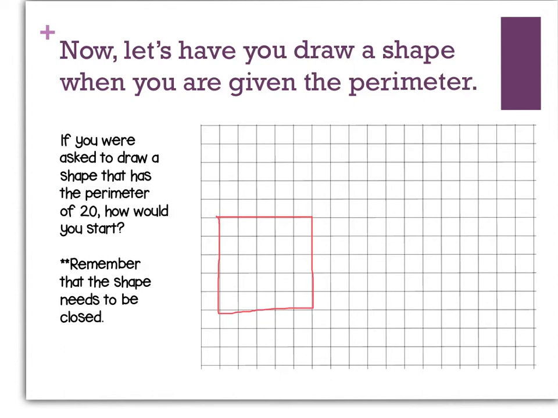Now, I can also do it a different way. What if I said, I'm going to make a shape that has 5 sides? That would be a pentagon. 20 is my whole, divided by 5 would be 4 for each side. So I could draw a pentagon and I could have 5 sides.